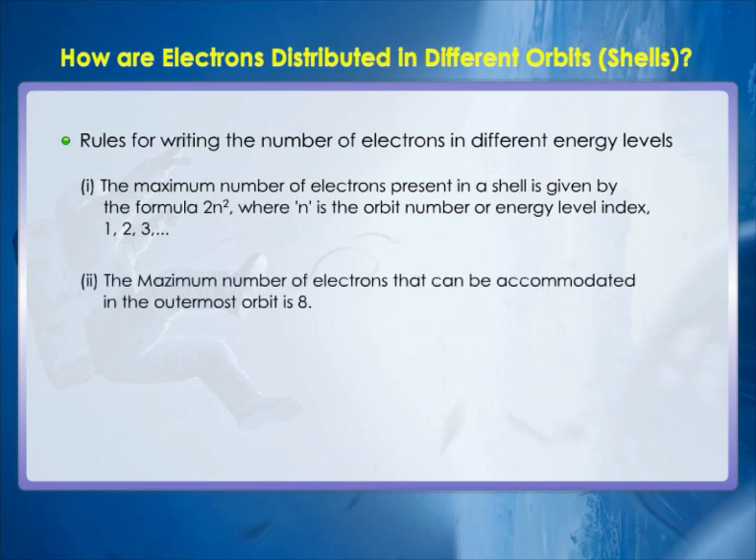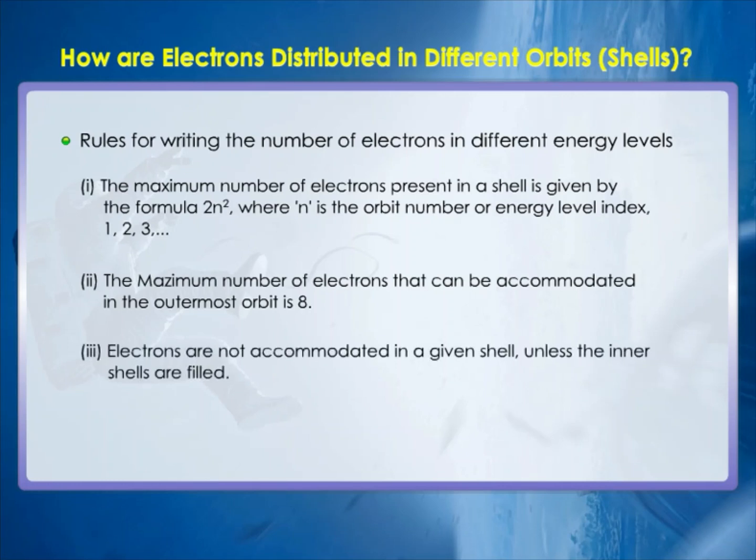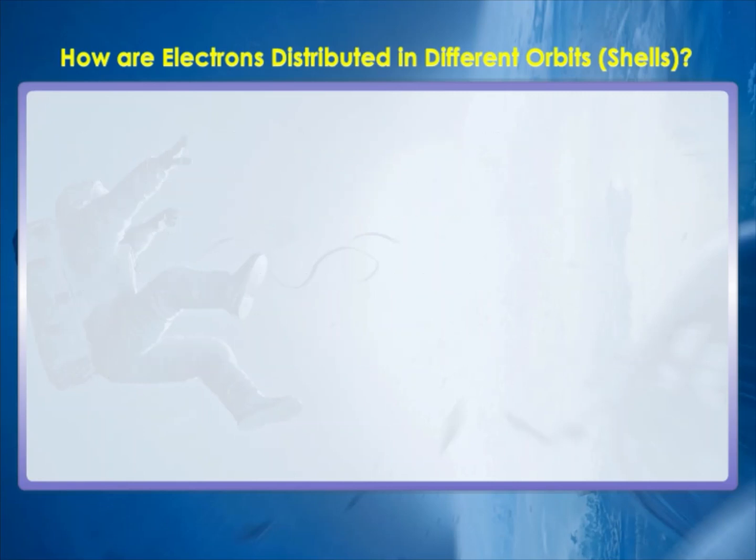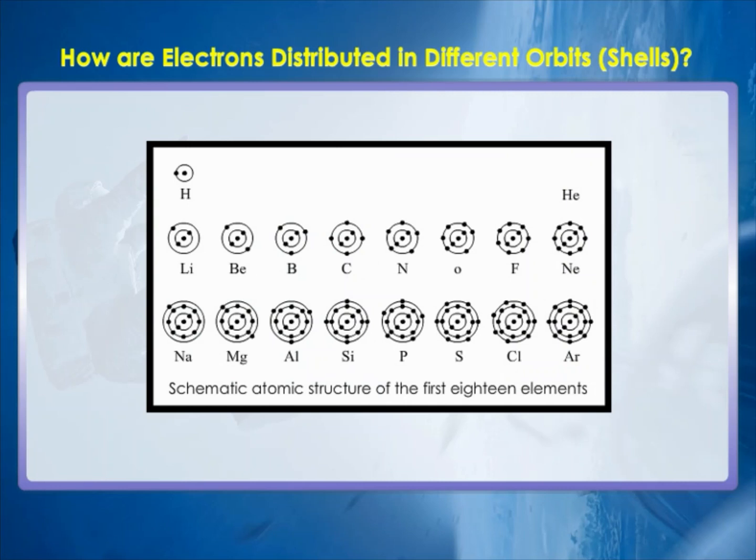2. The maximum number of electrons that can be accommodated in the outermost orbit is 8. 3. Electrons are not accommodated in a given shell unless the inner shells are filled. That is, the shells are filled in a stepwise manner. Atomic structure of the first 18 elements is shown schematically in the figure.